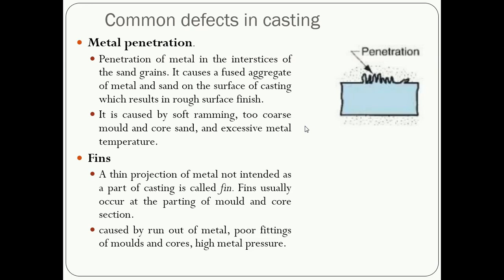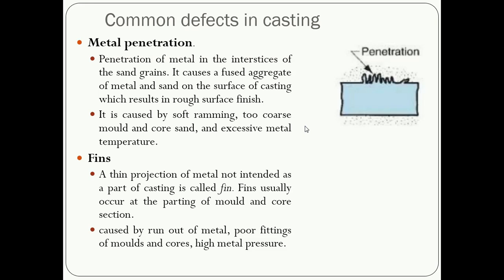Again, these are the causes. If ramming of the molding sand is soft, this defect is liable to occur. Too coarse mold and core sand and excessive metal temperature also cause it. If the temperature of the metal is more, its flowability will be more, and the chances of that metal flowing between the sand particles will be more, causing this defect, that is metal penetration. You can observe the appearance of the defect in the figure provided at the right side.